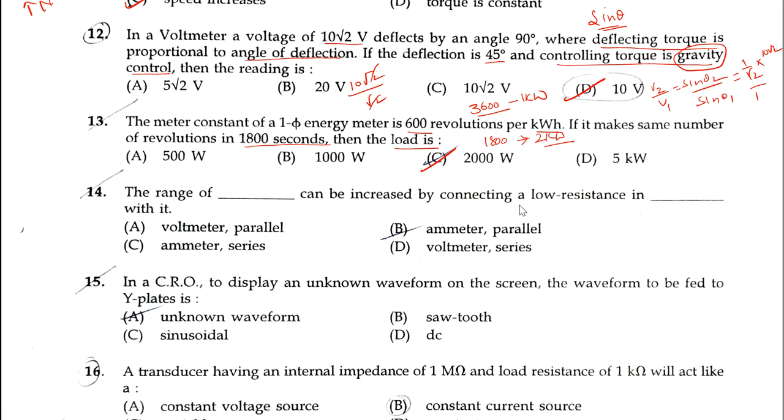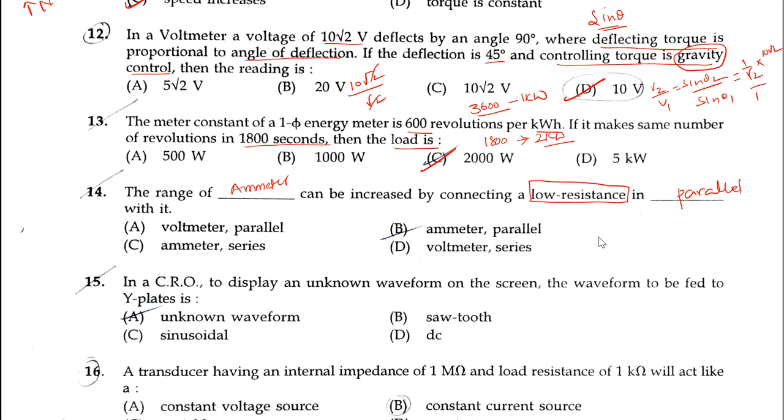The range of a meter can be increased by connecting a low resistance with it. So understand the concept here. Here we have to observe the low resistance. If it is a high resistance, then we can say voltmeter in series. But low resistance means it should be an ammeter, because the ammeter is in parallel here. If it is a high resistance, then you can interchange.